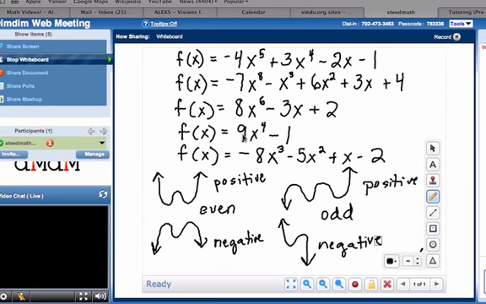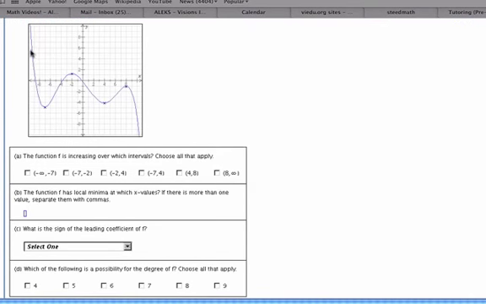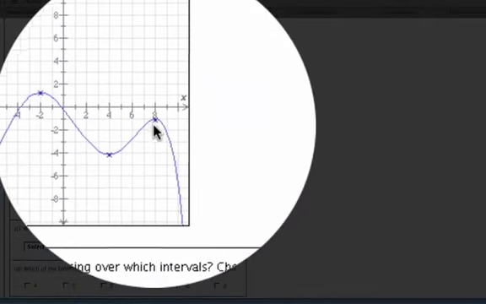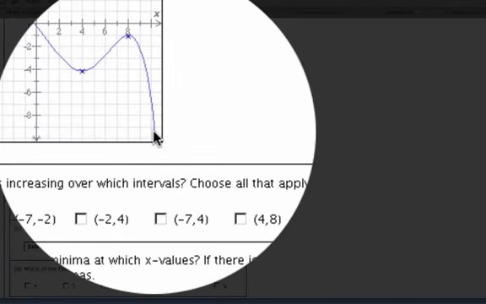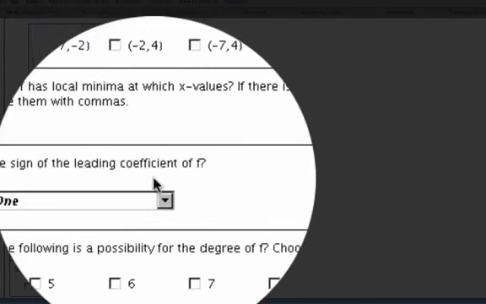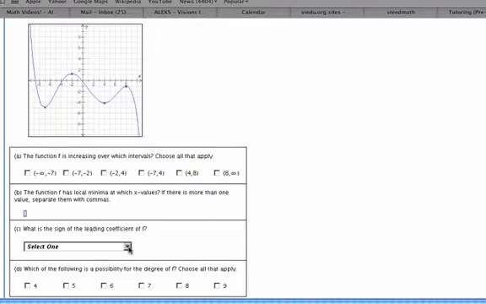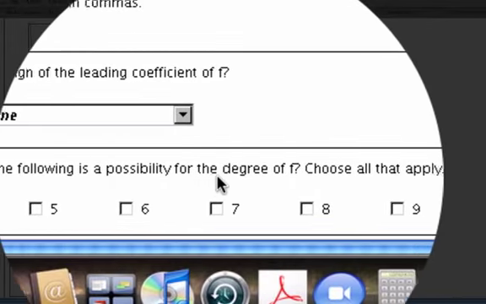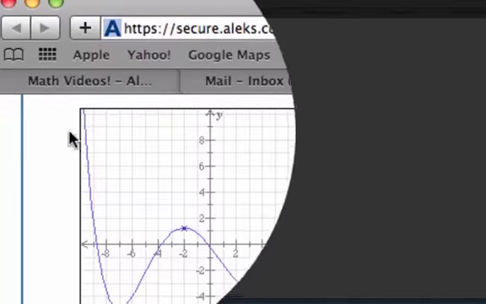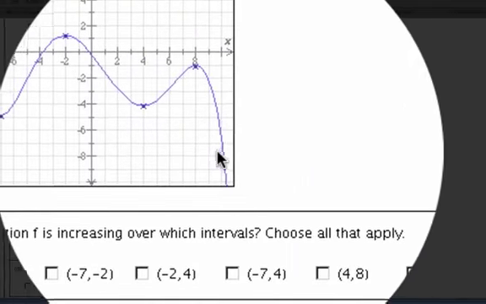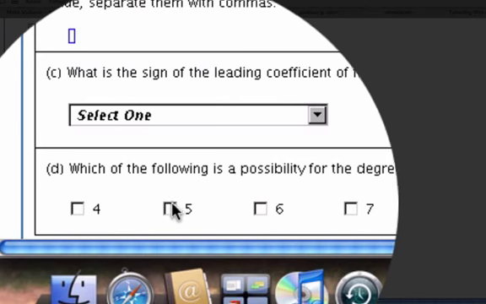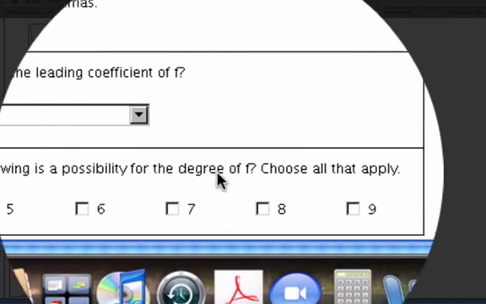So let's look at our question. What is the sign of the leading coefficient? We look over here to the right, and it is decreasing. It's going down, so it is negative. So we click negative here. And which of the following is a possibility for the degree of f? It's rising to the left and falling to the right. It's opposite, so it is an odd function. So you'd click all of the odd possibilities, so 5, 7, and 9.